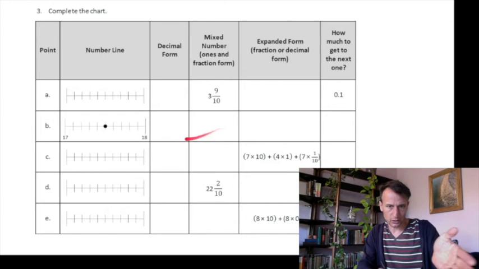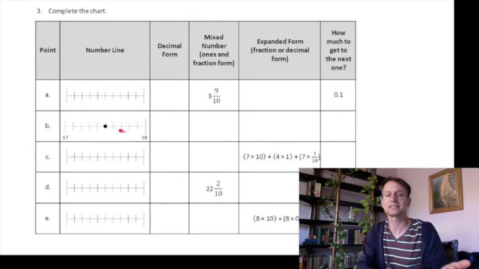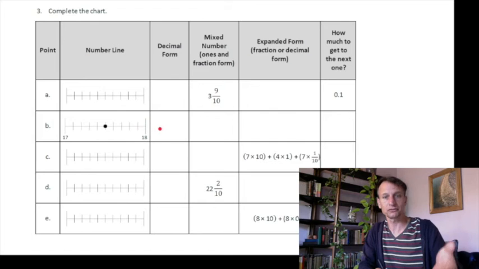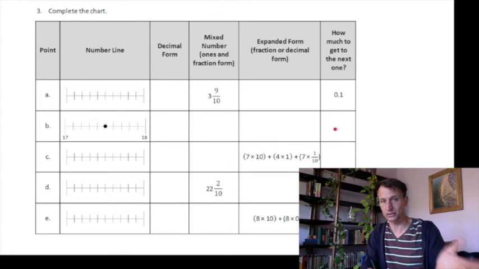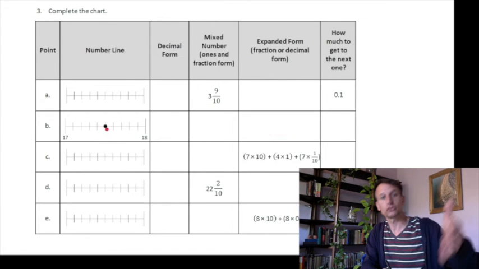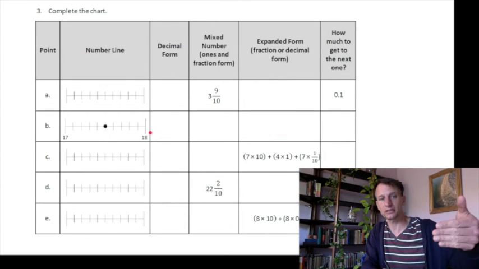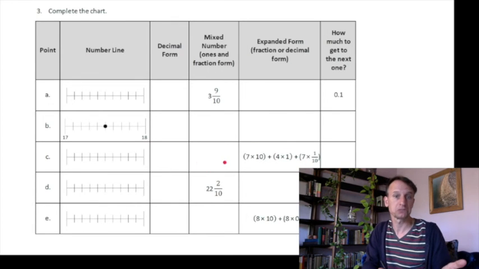Now in this one, notice, all they give you is the dot on the number line. Notice it's between 17 and 18, so it's going to be 17 and so many tenths. What you write is a decimal, fraction, expanded form, and then of course here, you need to know how much more to get from that 17 and however many tenths to the next whole number, which is 18.